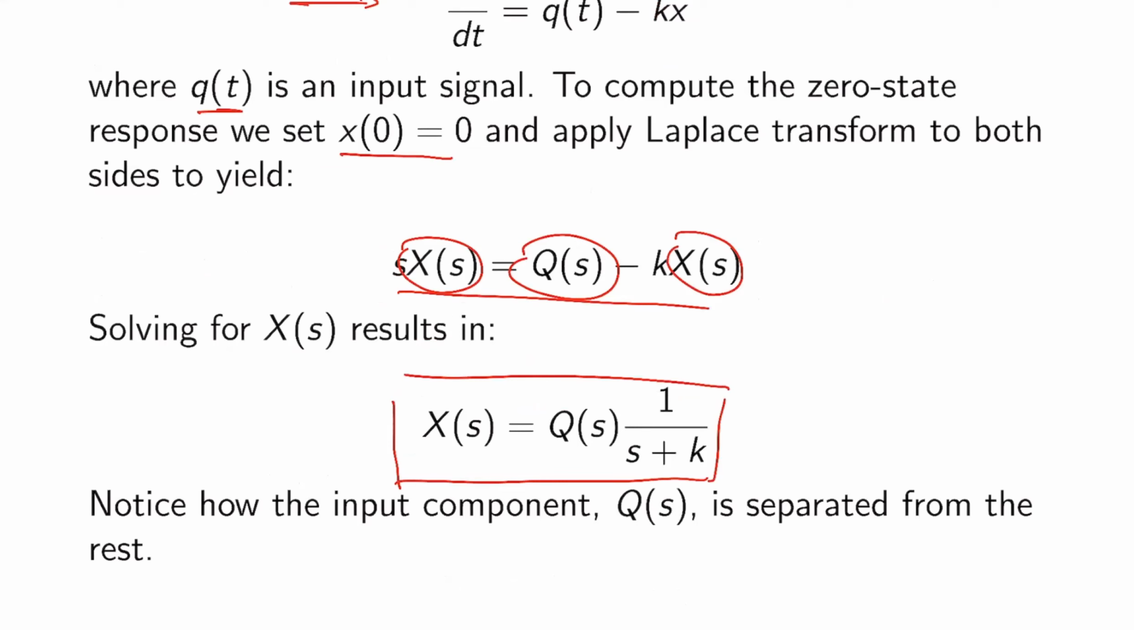So X of s is Q of s times 1 over s plus k. Notice how the Q term appears to be separate from another term. And in fact, you'll see that all the time, okay? You'll always be able to maintain a separation between the input signal and this other piece here, okay? And we haven't got a name for that piece here, but I can give you a hint. It's going to be called the transfer function, okay?